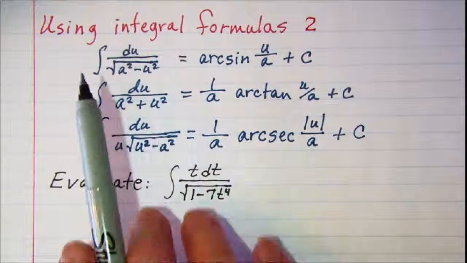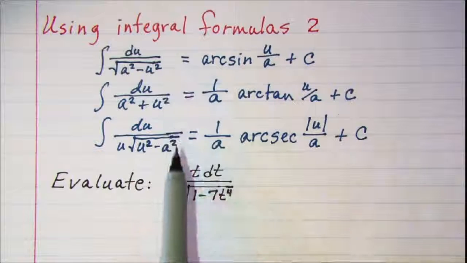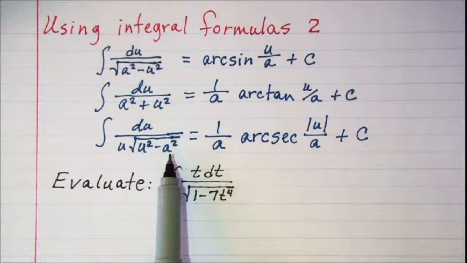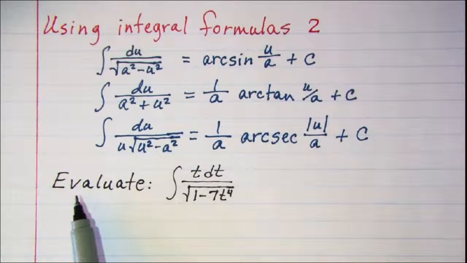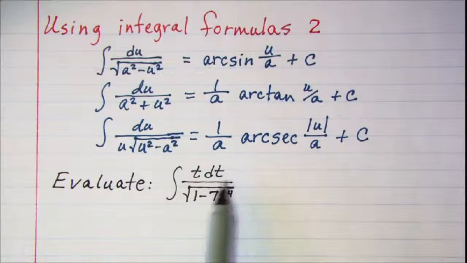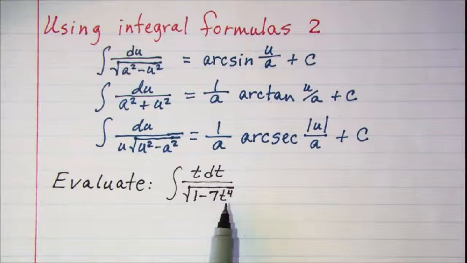In this video, we'll be using our integral formulas. If you've not already done so, take a moment to copy these formulas down in your notes. Our problem is to evaluate the integral of t dt divided by the square root of 1 minus 7t to the fourth power.